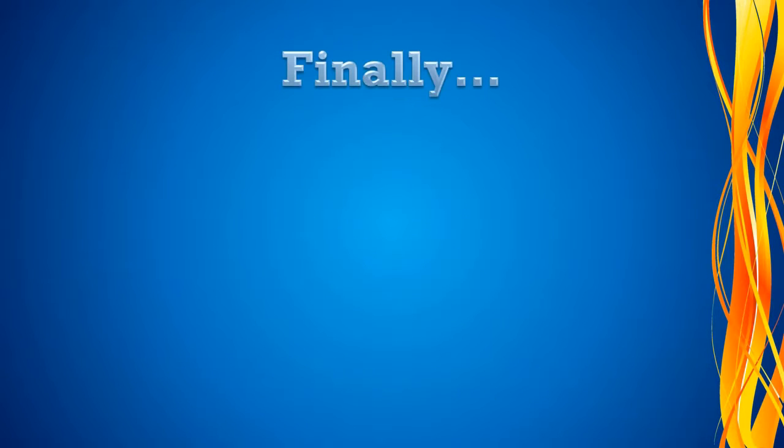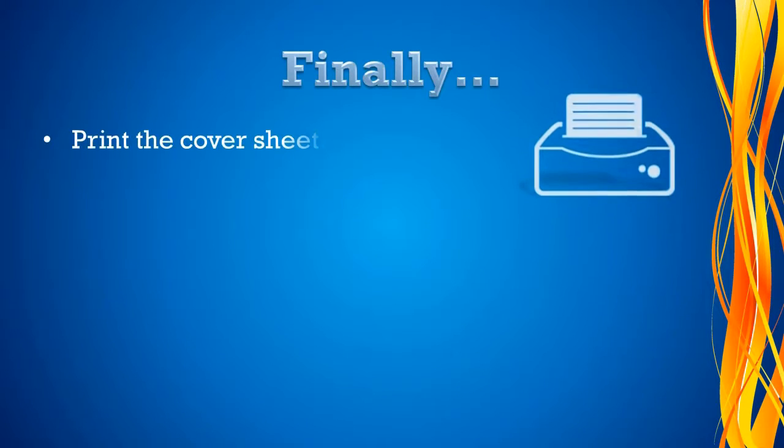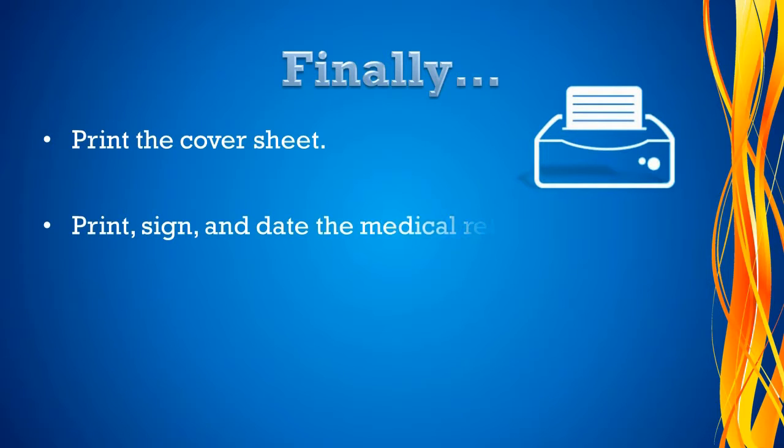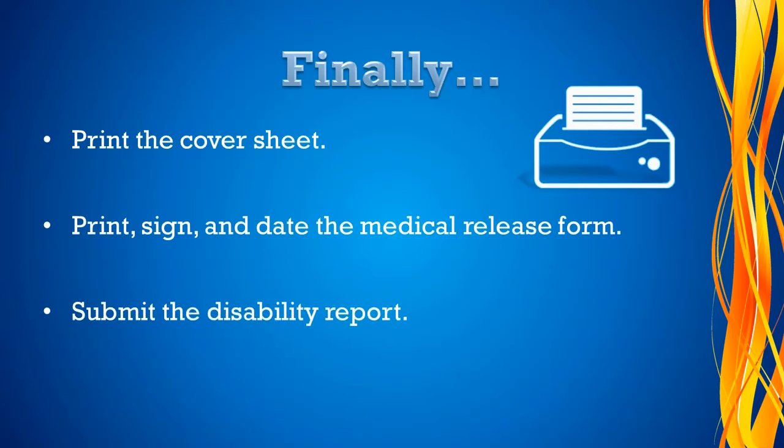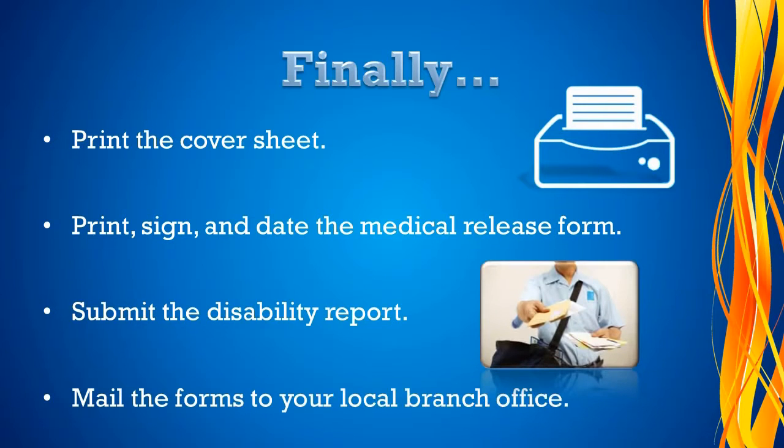The final section is where you will print the cover sheet, print, sign, and date the medical release form, and electronically submit the disability report. There will be instructions about how to mail the appropriate forms to your local Social Security branch office.